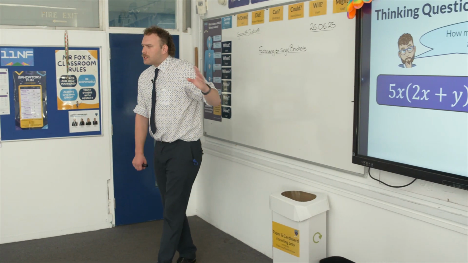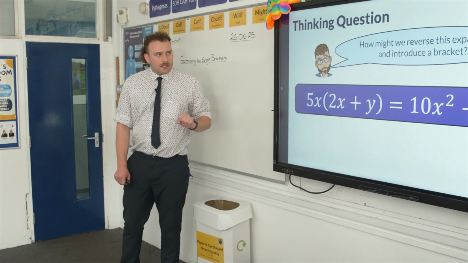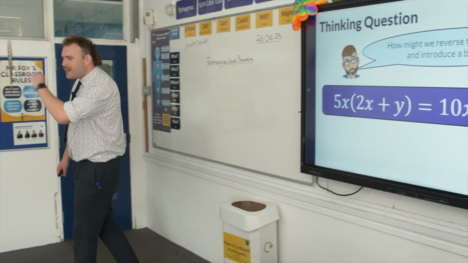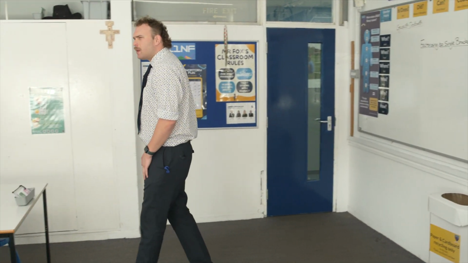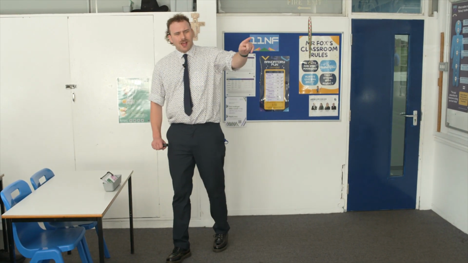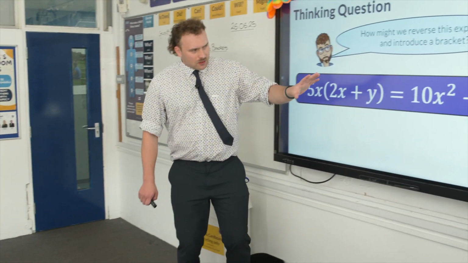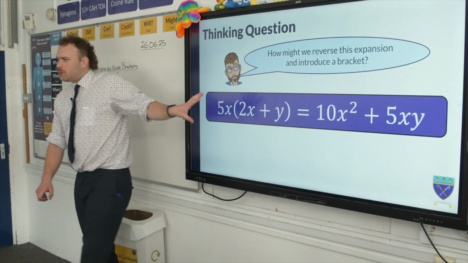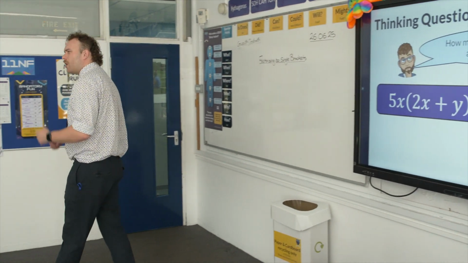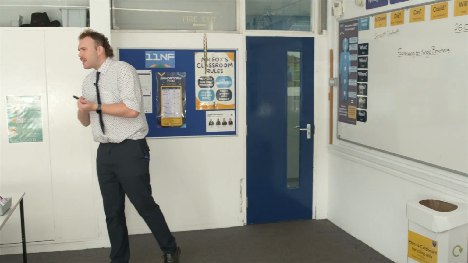What we're going to do as a thinking question is actually look at that question from our starter where I asked you to expand the bracket. And we're now going to look at how I go backwards from that. So if I gave you the answer, how would you then get back to where the bracket is? That's what I mean by factorising. What information do you think I would need to take out of this to then reintroduce a bracket on the left-hand side? What kind of things should I potentially be thinking about?